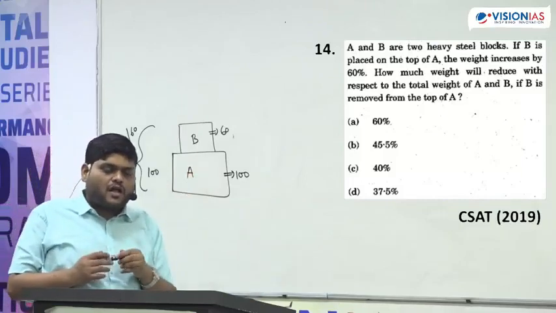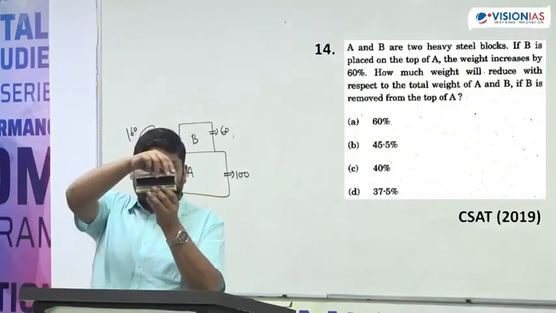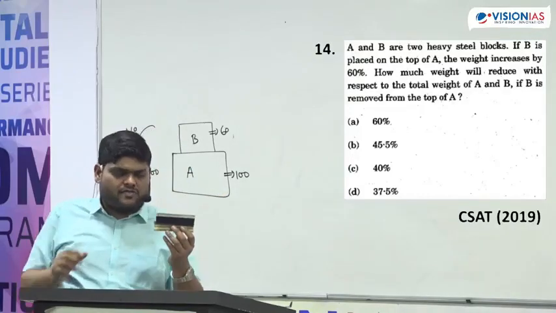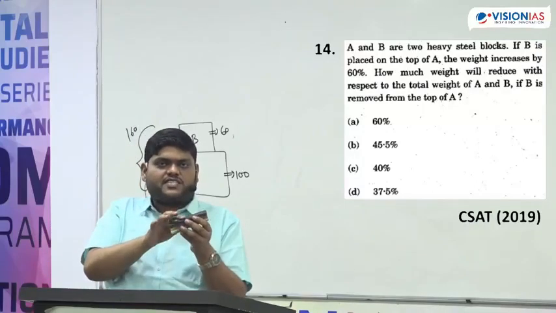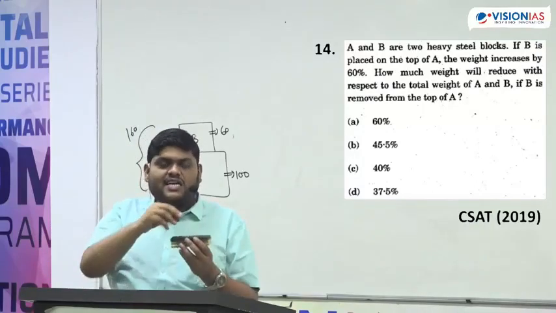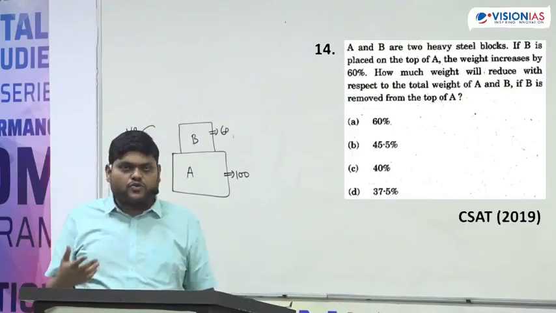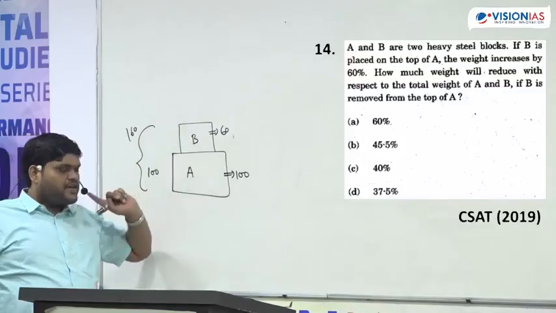Suppose I have this duster. When I place this plastic duster above this, the weight is increased by 60%. What is the meaning of this? That means this weight is 60% of this weight, or not? That's why the weight is increasing by 60%. This is another way to give the question. Now, if this weight is 100, this weight is 160.